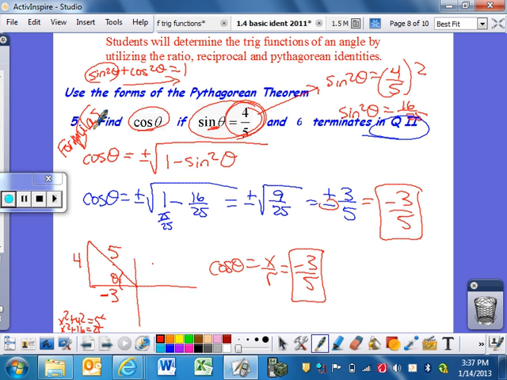So what might actually be easier for you to do, if you can get in the habit of understanding how to draw a picture, this problem becomes a lot easier. Because you can just put in sine theta is 4/5, opposite over hypotenuse. You can find the missing side, and then you can go back and say, okay, cosine theta is your x over your r, the negative 3 over 5. Okay, so that is the way that you can draw the picture.